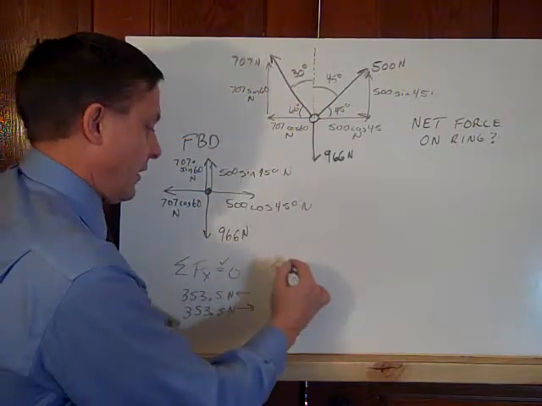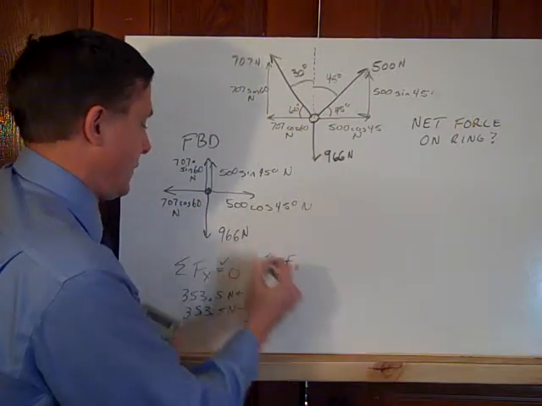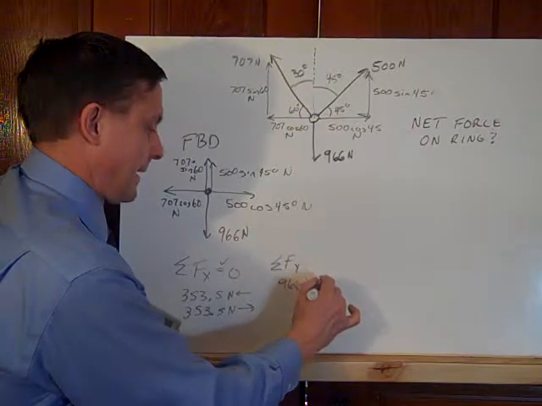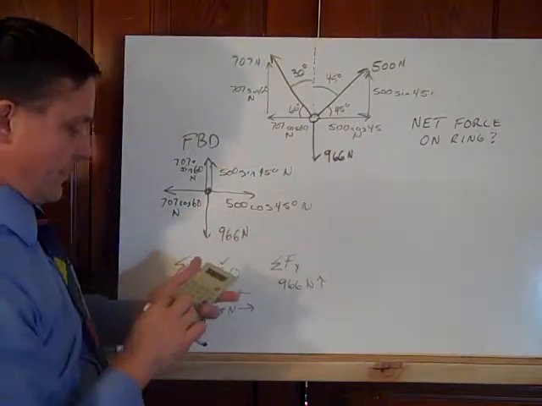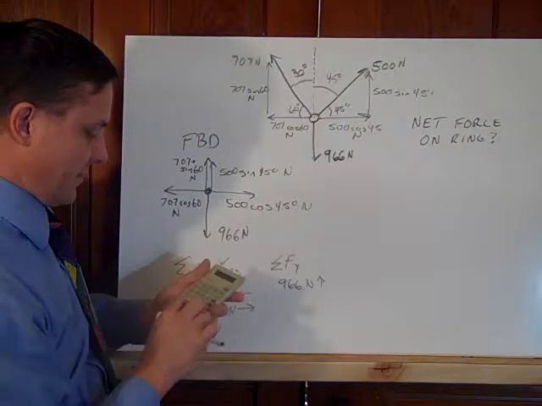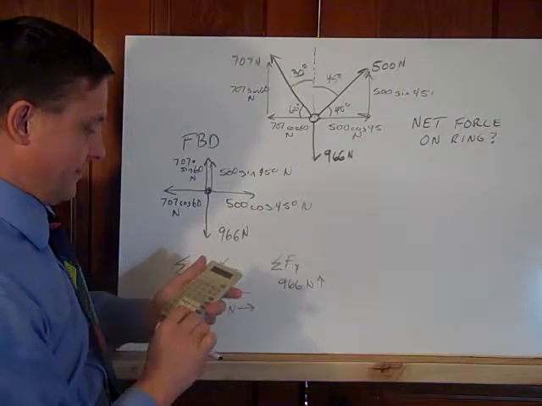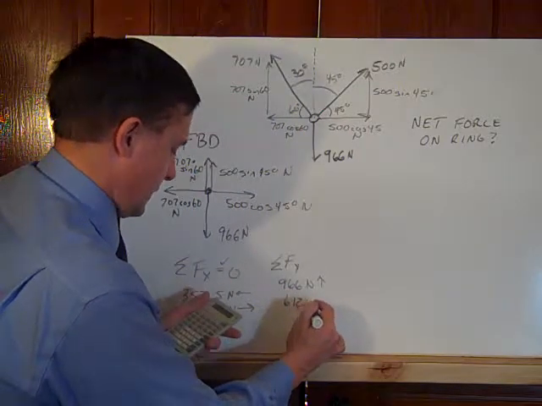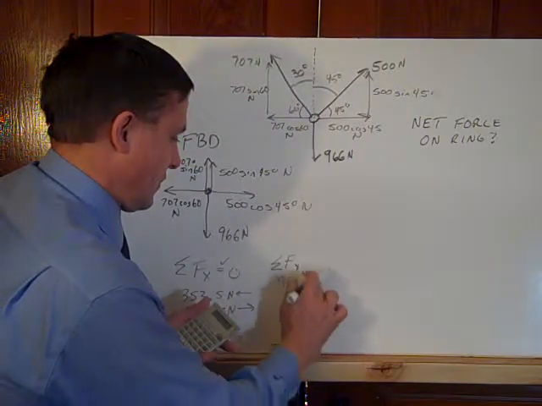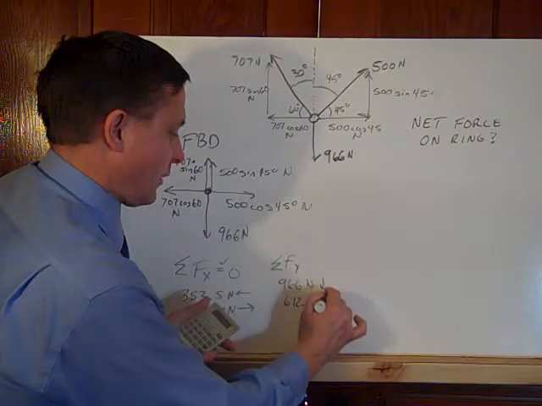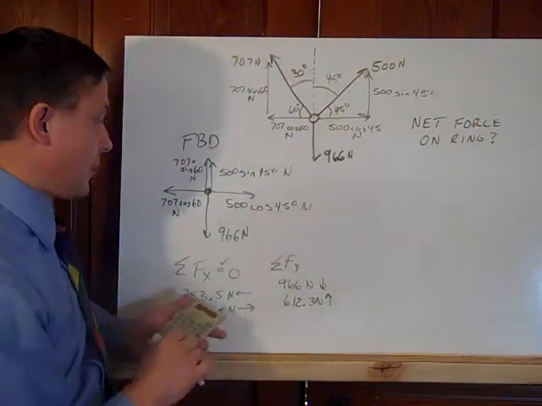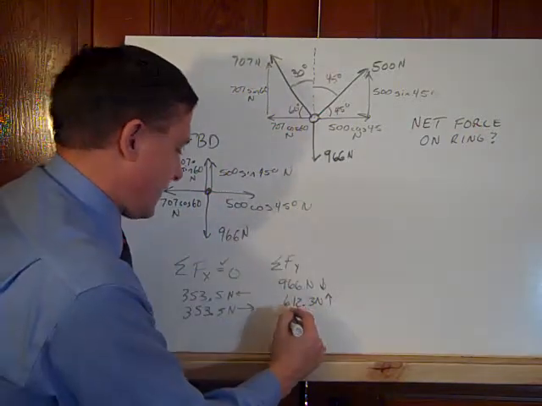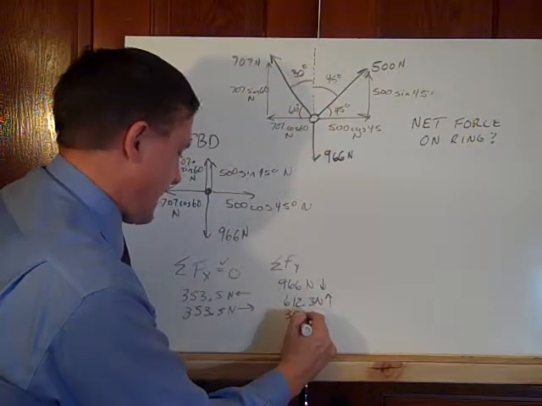Now we have to check the y direction. The down force is 966 newtons down. Let's check the other two. Again, 707 times sine 60 is 612.3 newtons. That's down. This is up. I had 966 labeled the wrong way. 500 sine 45 is the same as cosine because it's 45.